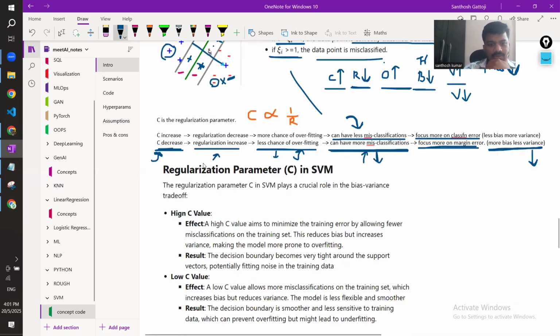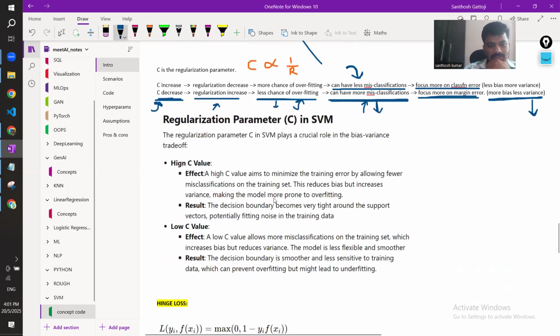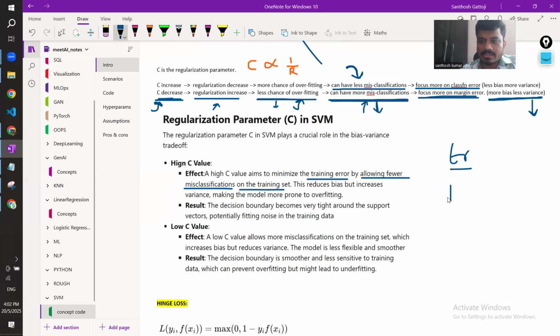Now on this regularization parameter, we have a few things. See, what will a high C value do? A high C value aims to minimize the training error by allowing fewer misclassifications. Just like we saw, an increase in C value will have fewer misclassifications on the training data set. That means your training data error is less, so your bias is less. This reduces bias but increases the variance, making the model more prone to overfit.